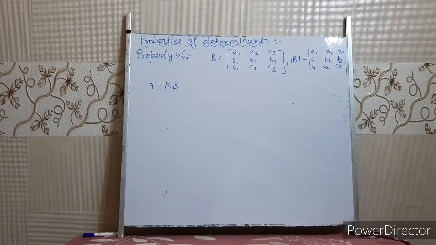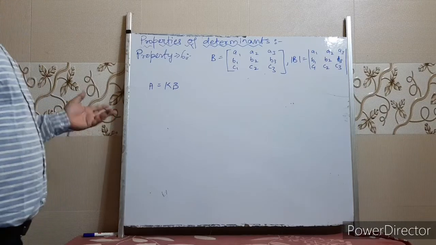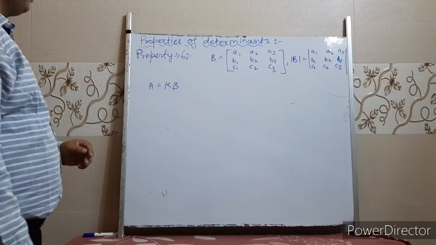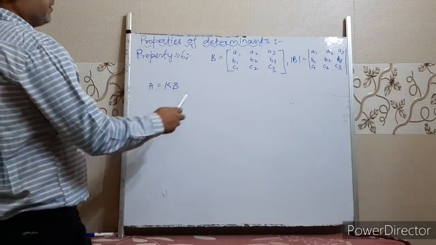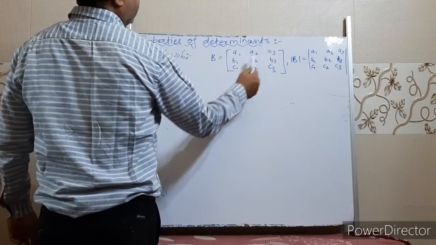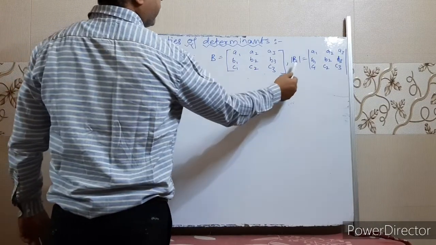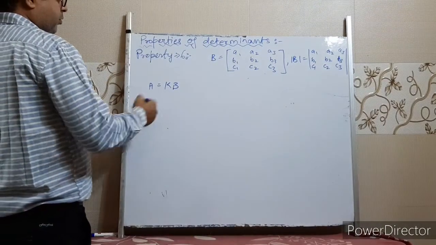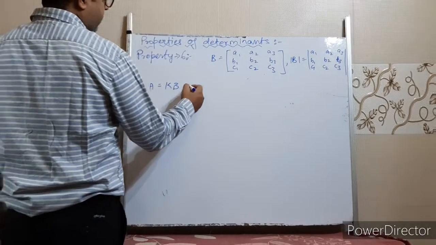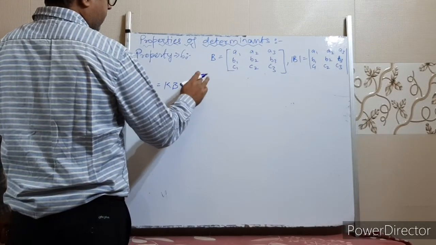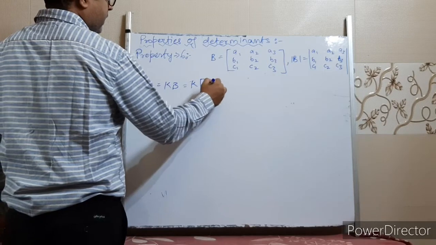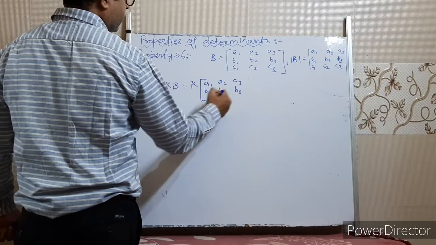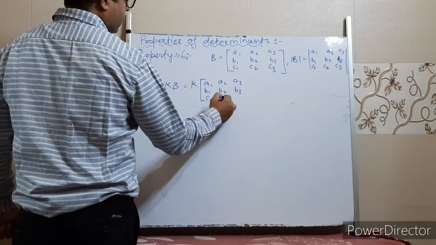Now children, we obtained one result by using property 6, that any term can be multiplied in any row or any column, and the determinant will also be multiplied by the same term. Suppose there is a matrix B which has the elements A1, A2, A3, B1, B2, B3, C1, C2, C3. So determinant of B will be again A1, A2, A3 but in determinant form. Suppose there is a matrix A which is K times B. So the matrix A will be K into the matrix B which is A1, A2, A3, B1, B2, B3, C1, C2, C3.